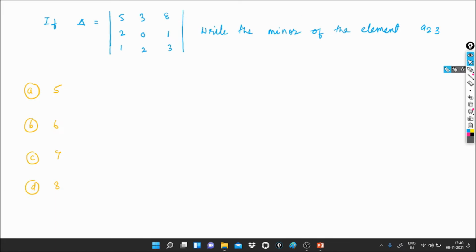So let us understand the minor of a23. The minor of a23 is the determinant obtained by deleting the second row and third column. The remaining elements are 5, 3, and 2. So this is equal to 10 minus 3, which is 7. So C will be our answer.